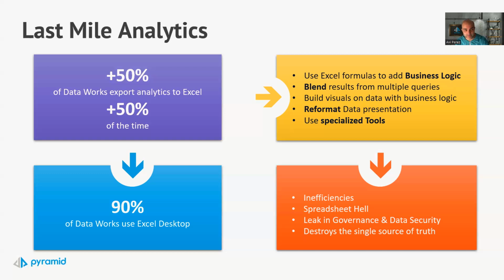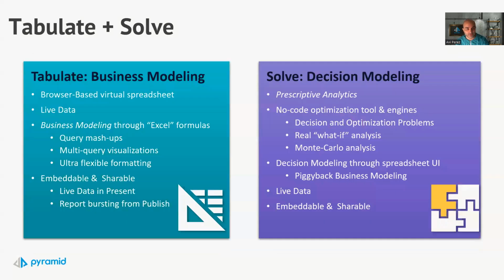So with all of that, Pyramid solves it through the Tabulate and Solve tool sets. Tabulate fundamentally is the venue for delivering business modeling. It's a browser-based virtual spreadsheet without using any Excel components, both client side in the browser and server side. It involves live data. That's the big revelation. The data inside the spreadsheet experience should and would be mostly live data.